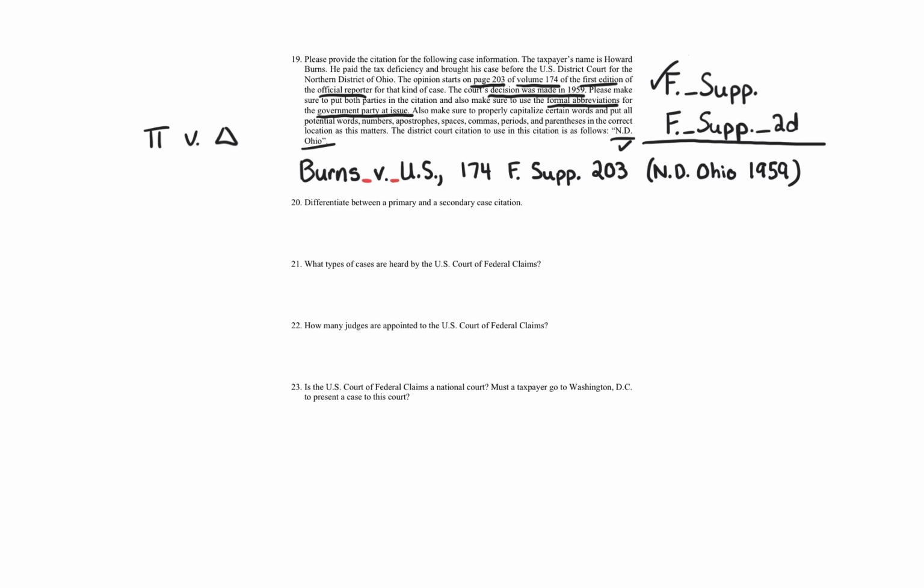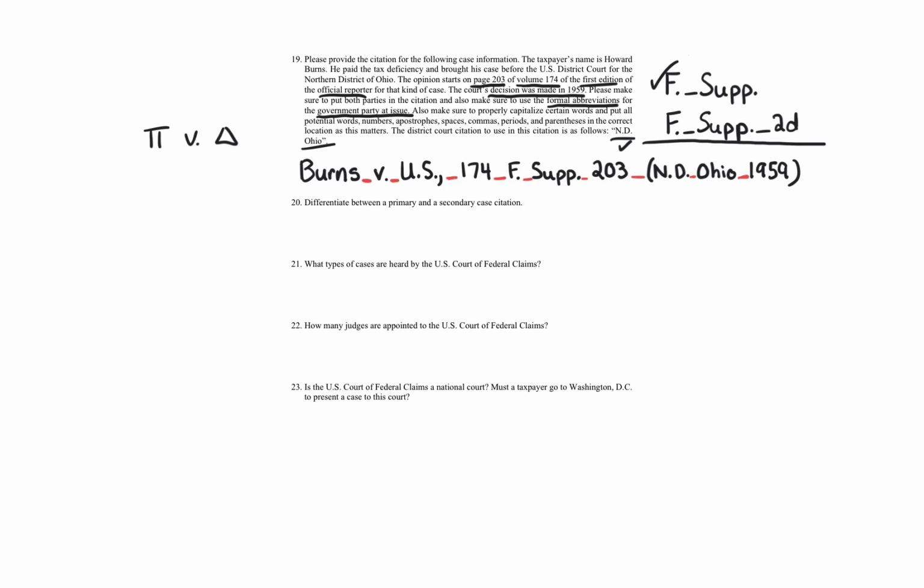So space, got another space here. Another space here, another space here, another space here, and boom, spaces. Oh, got some more in here. One space here, one space there. So we've got all our spaces. So Burns v. U.S. space 174 F sup 203 ND Ohio 1959, and that is the citation. Boom, just like that. And once you do these and you maybe practice a few more, honestly, you get the hang of it. It's kind of like when you first started learning tax. You start getting used to certain areas, and this is the same thing.